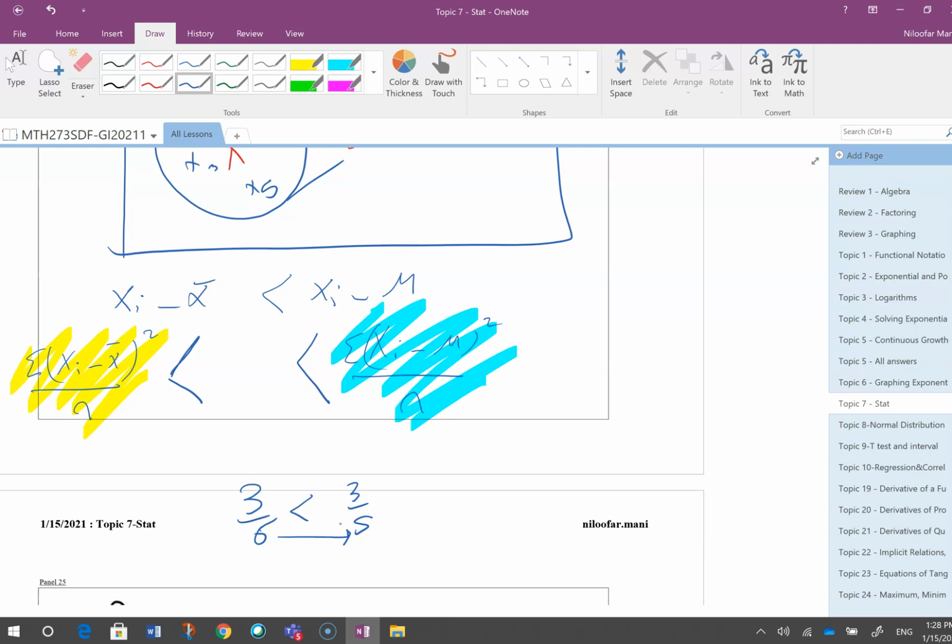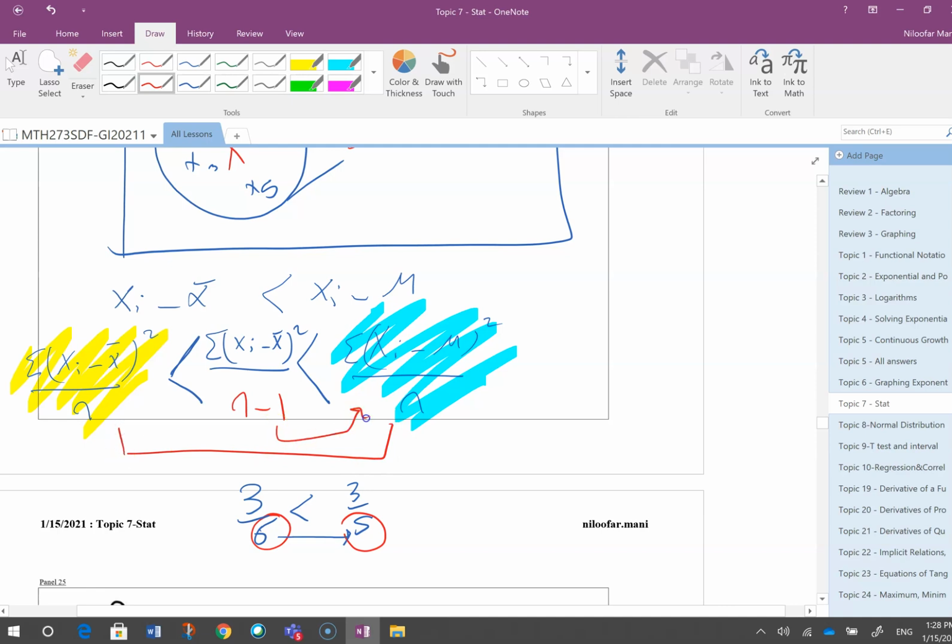I want the yellow one to be closer to the blue one. So I do this minus this, and divide by n minus 1. I reduce the denominator, and when I reduce the denominator, the fraction is larger. So yes, this is far from this, but this one is a little bit closer. Of course, I don't reduce to n minus 2 or n minus 3, because then it would be very far from reality. So this is the reason for n minus 1.